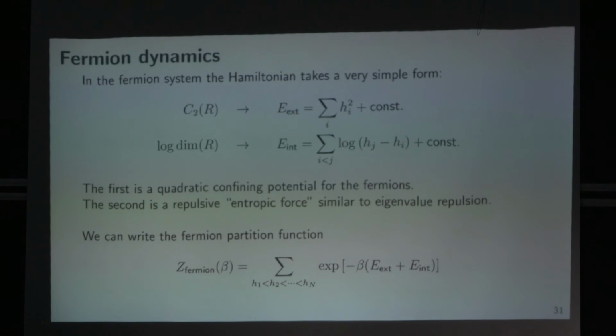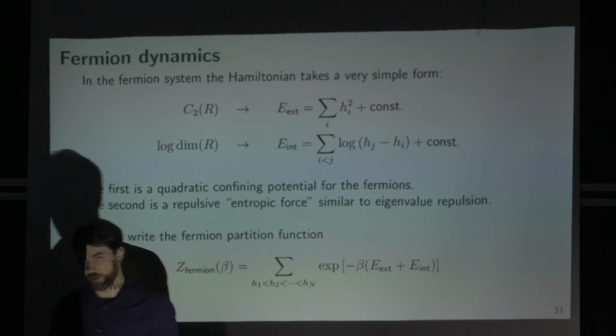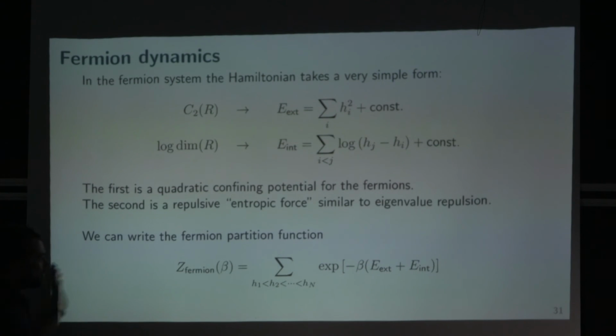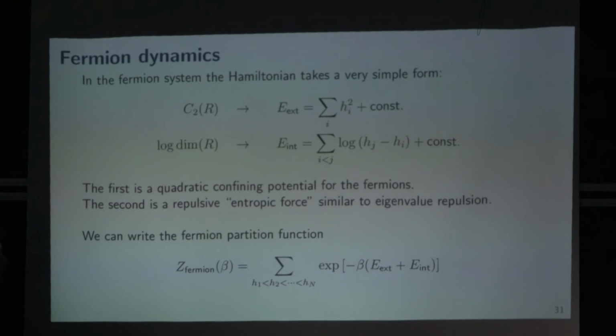The farther away these things are, the more states there are. So it pushes them apart, and it arises in a very similar way to eigenvalue repulsion in matrix models. And now the Yang-Mills partition function can be rewritten as this fermion partition function, where I sum over all possible locations of N fermions, weighted by the sum of this confining quadratic potential and this logarithmic repulsion.